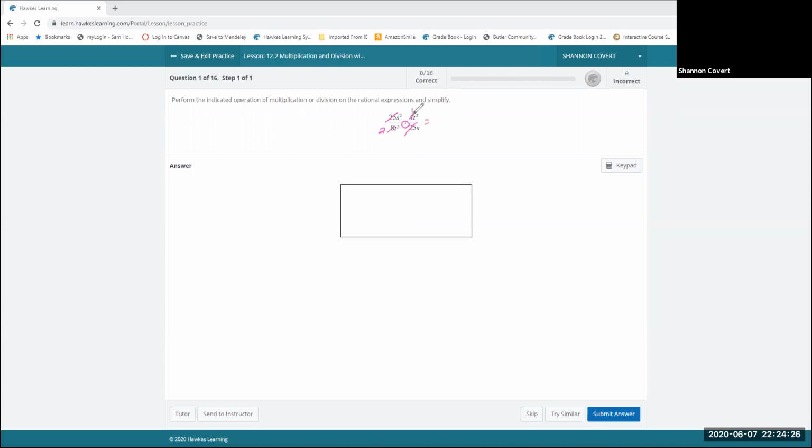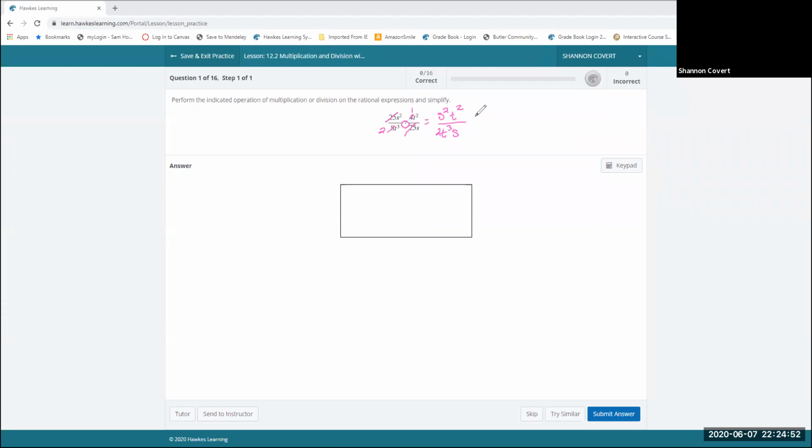Now I am going to rewrite it a little bit as one fraction. I have an s squared times t squared in my numerator, and I have 2t cubed times s in my denominator. So I just multiplied across the numerator and denominator. S squared times t squared. I was left with 2t cubed times s.